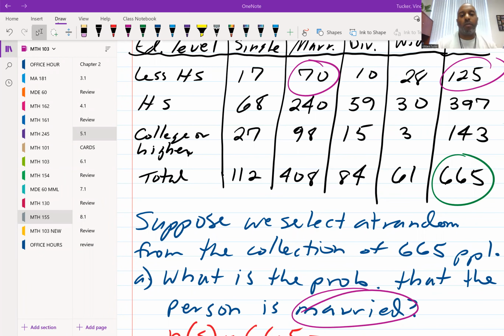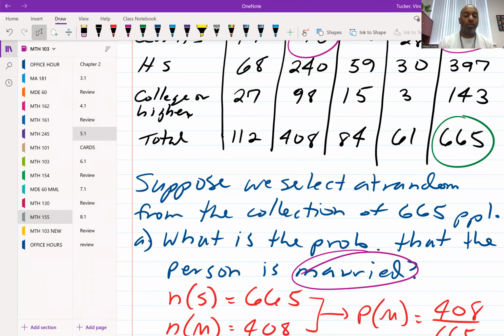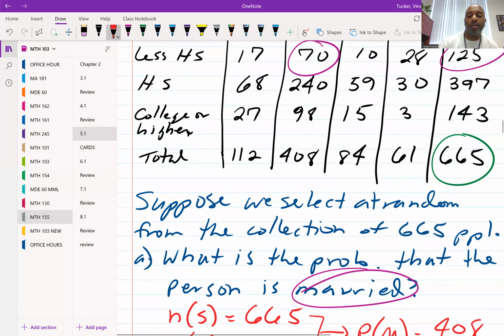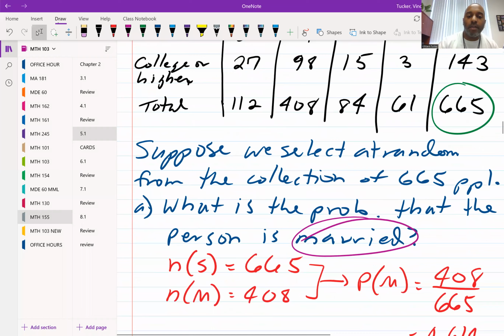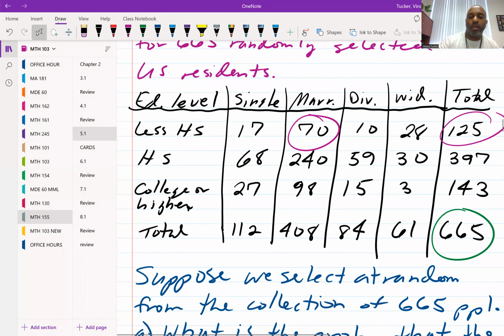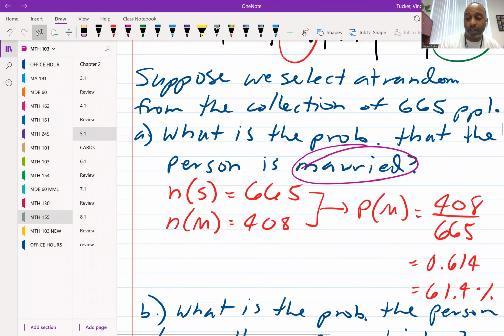All right, so what is the probability that a person is married? So first, we have to look at our sample space. That's the total number of people altogether, and that total number is 665. And they said that up here as well: 665 people are randomly selected. And then you want to look at the total number of people that are married, and married is right here, 408. So this is going to be 408 over 665.